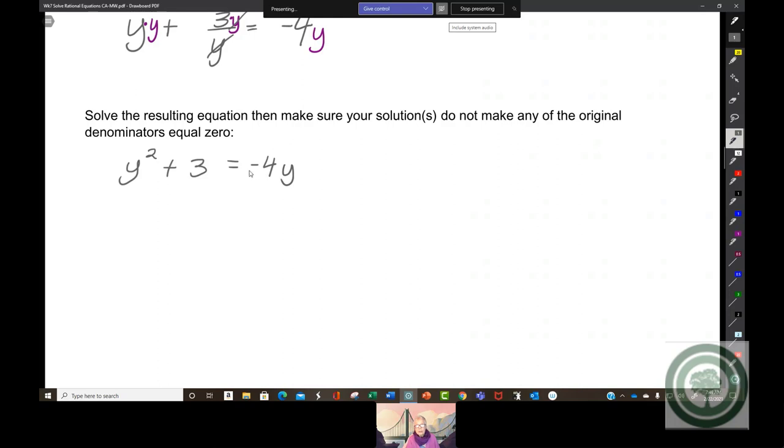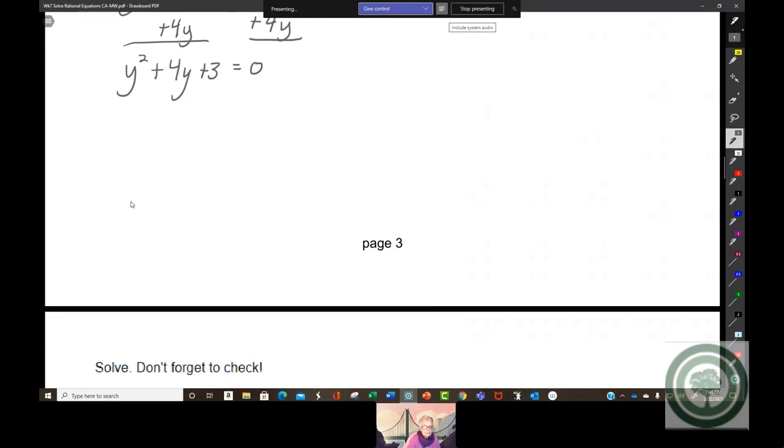That's a quadratic equation, so I'll use the zero principle, plus 4y, plus 4y. What the zero principle says is I have to make sure there's a zero on the other side of the equal sign from where the y squared is with all of its other terms. So that means I will have y squared plus 4y plus 3 equals 0. So I'll factor. There's a 1 leading coefficient, so all I have to do is make parentheses, equals 0, and factor the 3. 3 equals 1 times 3, and 1 plus 3 equals 4.